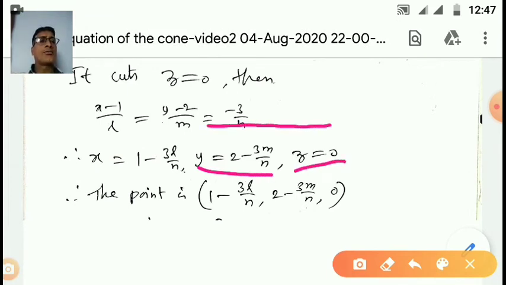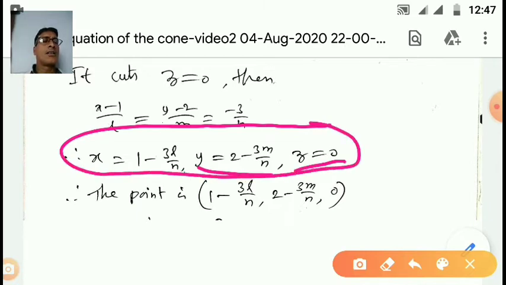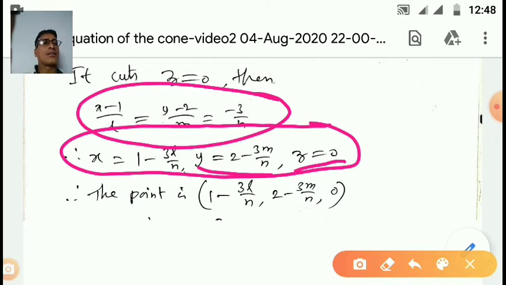So these values of x, y are obtained by taking z equal to 0, and the point of intersection of the generator with the base curve is (1 minus 3l by n, 2 minus 3m by n, 0). This is the point where the generator meets the base curve.